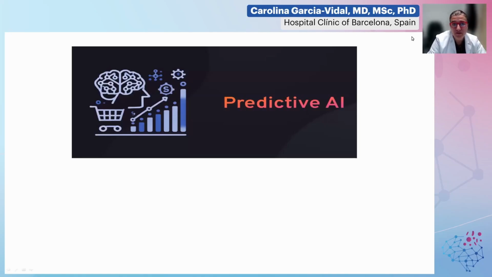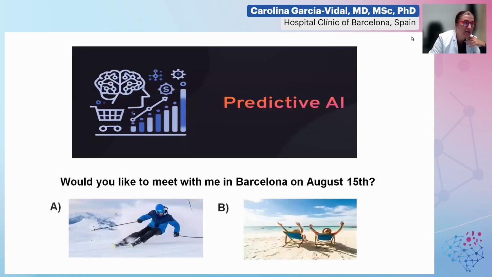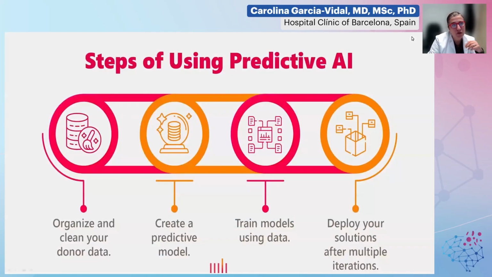I don't know if you are aware of what predictive artificial intelligence is, so let me ask you one question. If you want to meet with me in Barcelona next summer, how do you imagine this meeting? Are you imagining that we are going to be very cold in the snow, or that we are going to be on the beach in hot weather? No, you all think that Barcelona on August 15 is going to be very hot. And this is not because you have superpowers. This is because we have a pattern of temperatures that is always equal, and we are able to identify this pattern. So this is predictive artificial intelligence: we look for patterns that allow us to say what is going to happen with our patients. To use predictive artificial intelligence, we need to divide it into four steps.